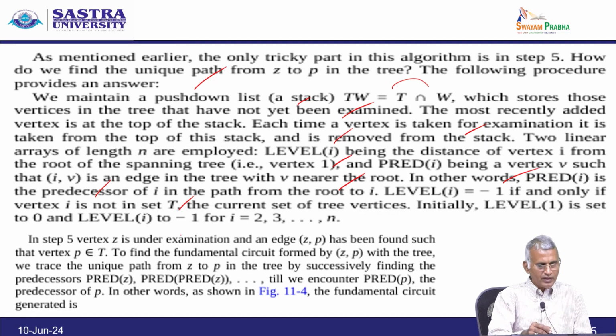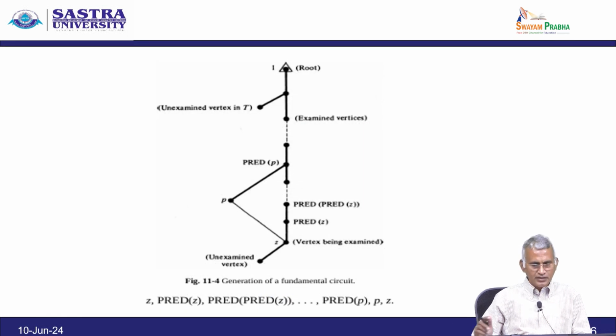In step 5, vertex Z is under examination and an edge Z, P has been found such that vertex P is in T, and we need to find the fundamental circuit formed by Z, P with the tree. We trace the unique path from Z to P in the tree by successively finding the predecessor of Z, the predecessor of that, and so on, until we encounter the predecessor of P. This is the fundamental circuit formed, as in figure 11.4. So, this is the one.